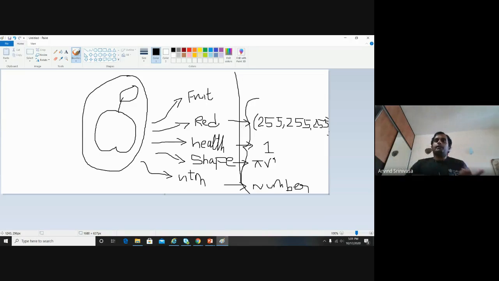Let it be a text, text is converted into a vector. Image is converted into a feature. Sound is converted into a feature. So from the natural source, we are converting them to a number format. This conversion to a number format is called feature engineering. Understood? Hello?